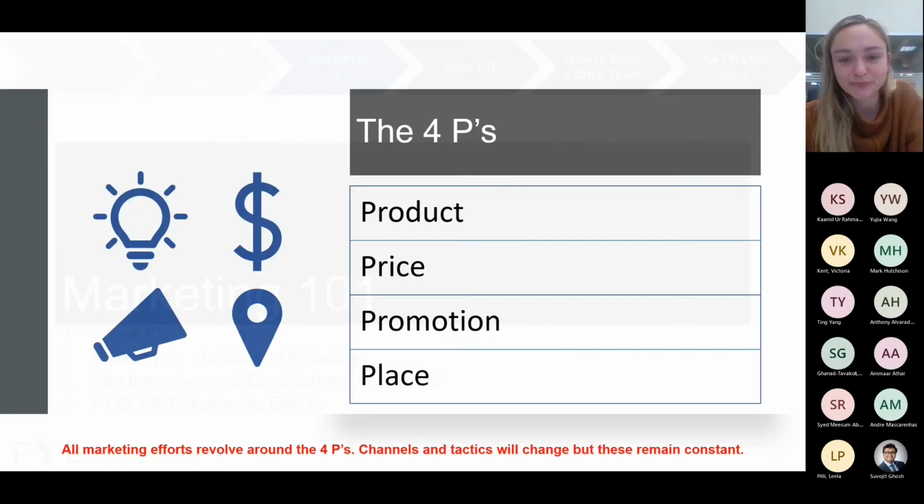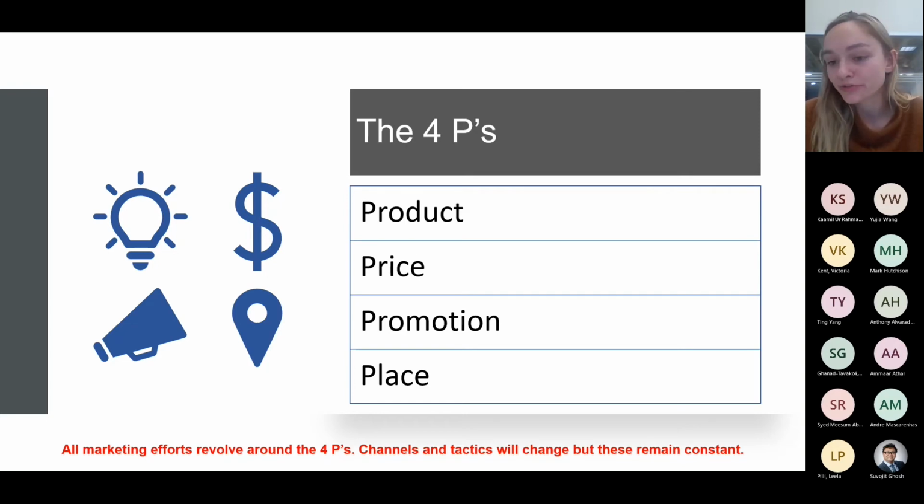Thank you. Perfect. So the 4 Ps, you may or may not be familiar with this idea. Generally, all of your marketing efforts will revolve around the 4 Ps, which are product or service, price, promotion, and place. These have been expanded upon through other ideas, but generally, these are the 4 main things that your marketing will revolve around. So your channels and your strategy may change, but these will remain constant.